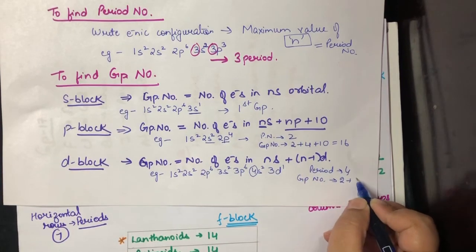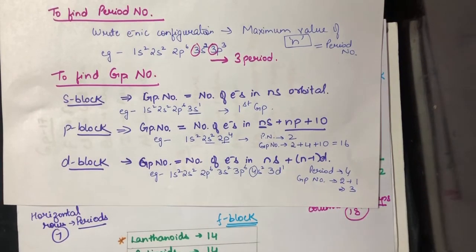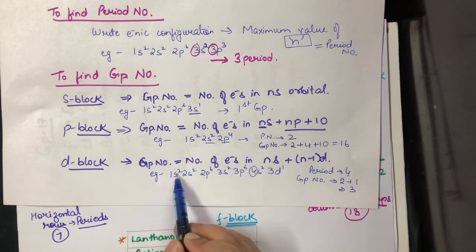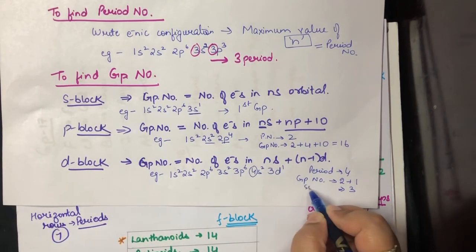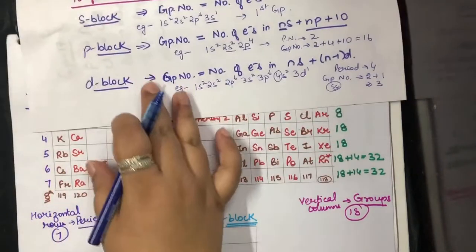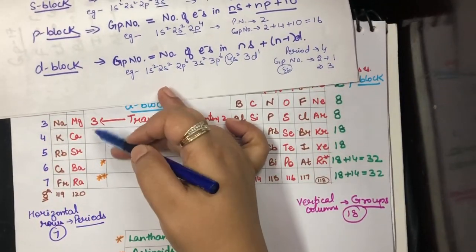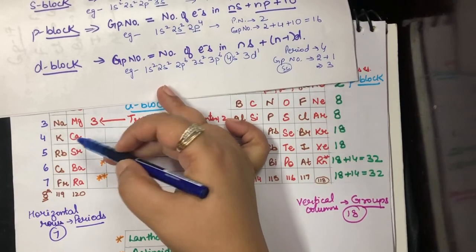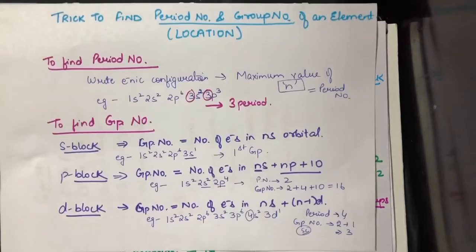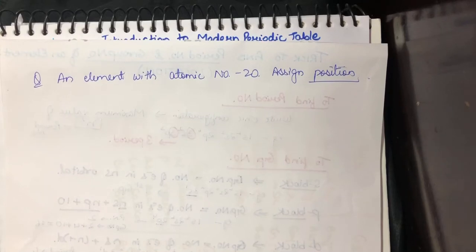How many electrons are in 3d? 1. So the group number is 3. Now let's check. It is 21. So it is scandium. Scandium is present after calcium here. So which group is it? It is group 3, right? It is group 3. And what is the period here? The period is 4.